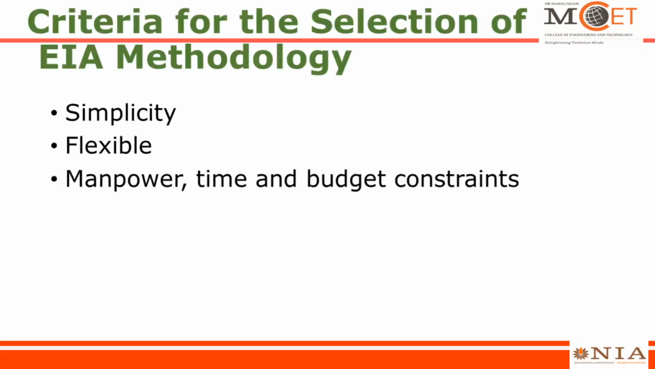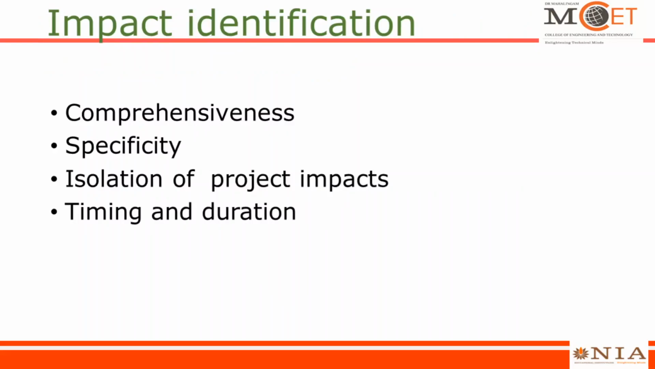So the criteria for selection of the EIA methodology should be simple, flexible, and it should take into account the manpower, time, and budget constraints. When it comes to impact identification, it should be able to find out the impacts in a comprehensive way, meaning comprehensive is taking into account everything.